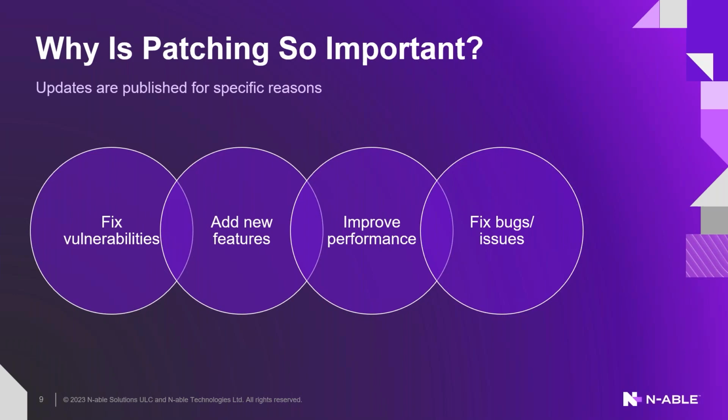It's there to also add in new features and improve performance. Oftentimes, some of those security patches have an undesired effect. So month 2, you may even see a patch that will improve performance. And obviously bug fixes and issues, like something like Microsoft Outlook going into safe mode. You want to fix those problems as quickly as you can.